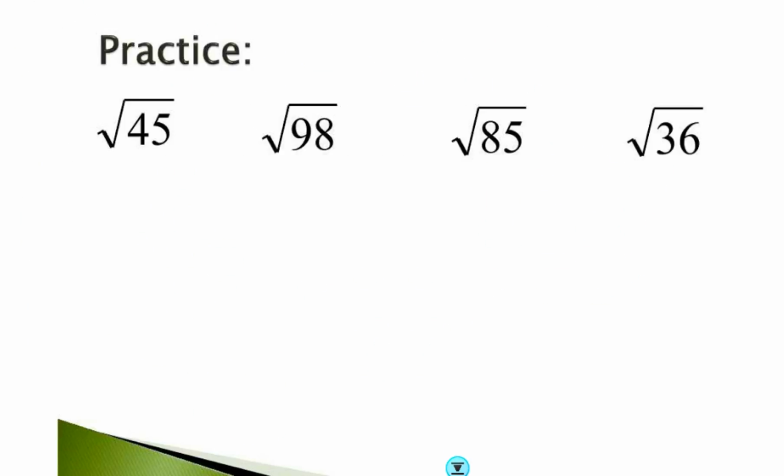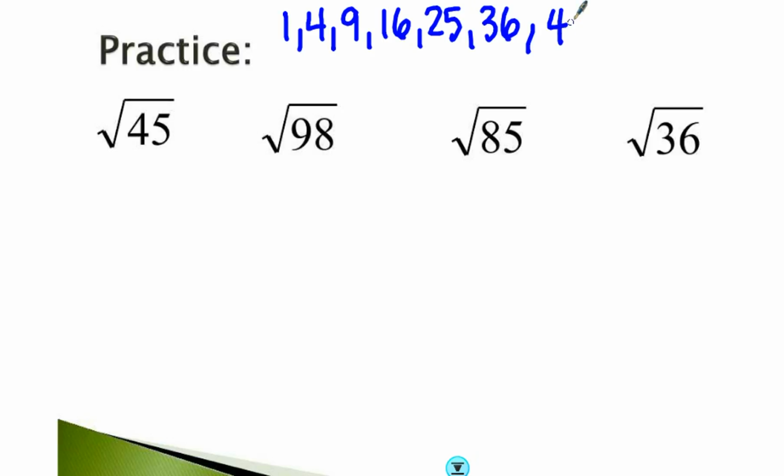All right, so let's practice a couple more of these. So the square root of 45, first step again, write out your perfect squares. 1, 4, 9, 16, 25, 36, 49, 64, 81, and so on forever and ever. All right, so I'm going to be set up with those for now.